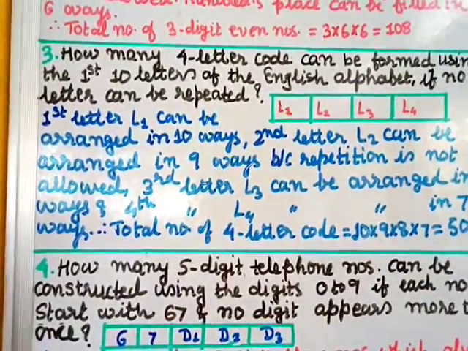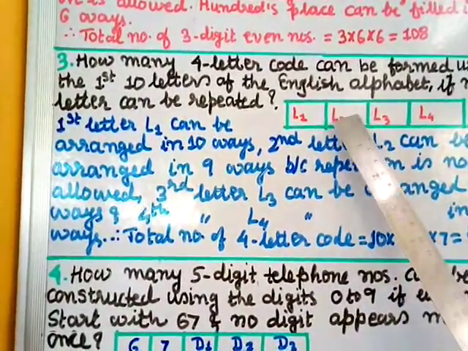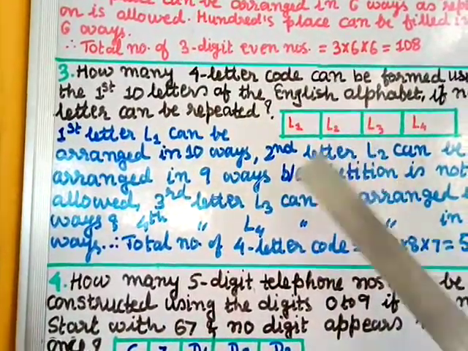Now repetition is not allowed. Therefore, the one which is used, you cannot use here. So this one can be filled in 10 ways, and this one will be filled in 9 ways.